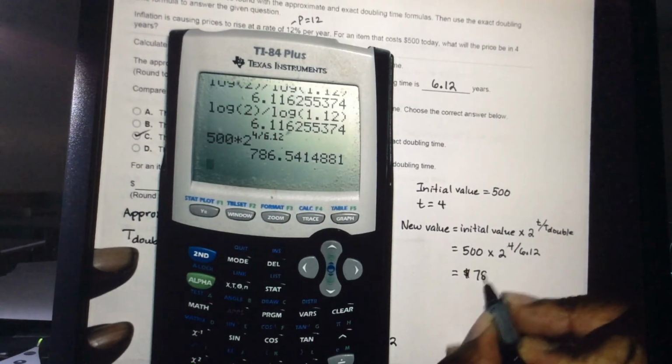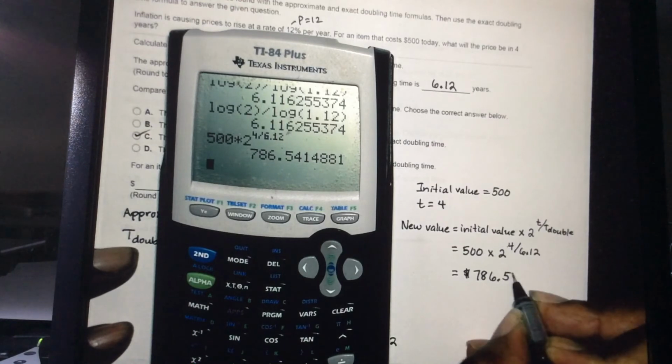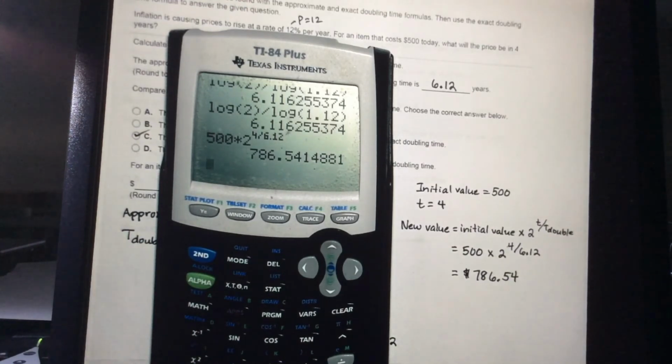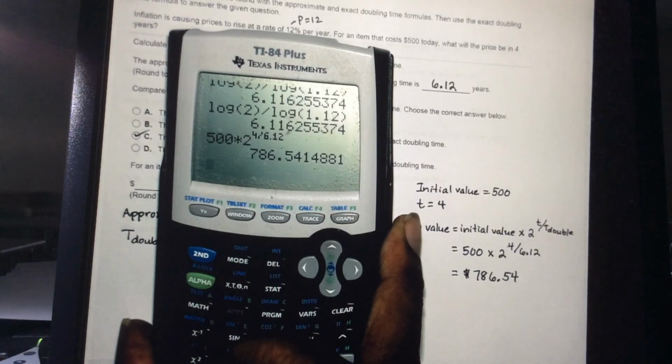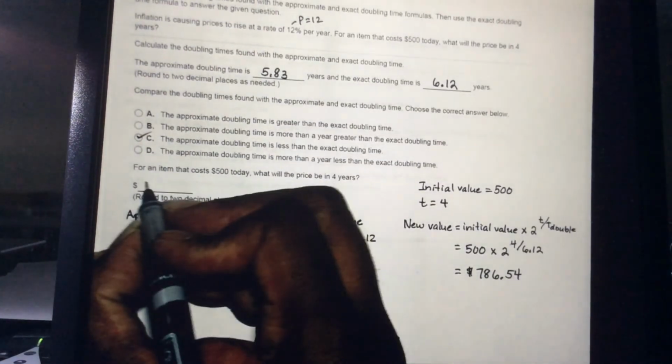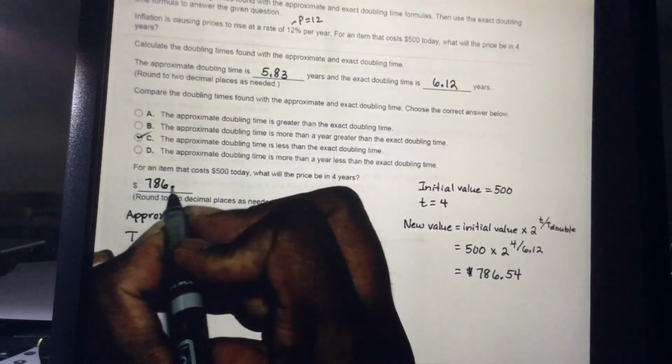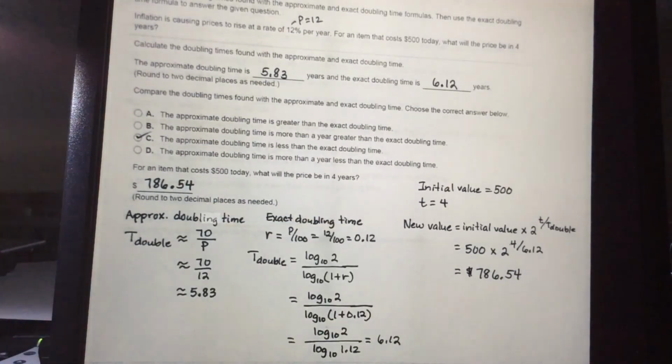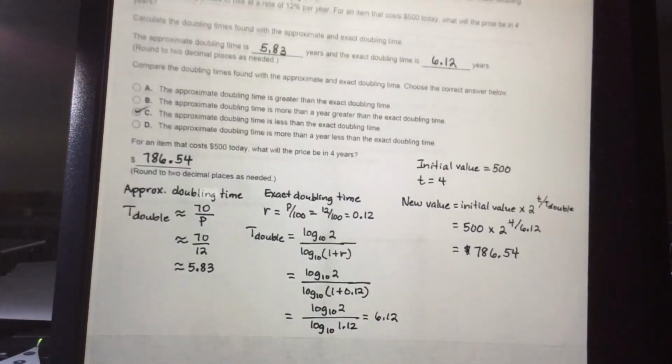Now this is what I come up with. $786.54. Okay, that's the approximate. That's going to be the amount in dollars and cents to 2 decimal places. Okay, so for an item that costs $500 today, the price in 4 years will be approximately $786.54.